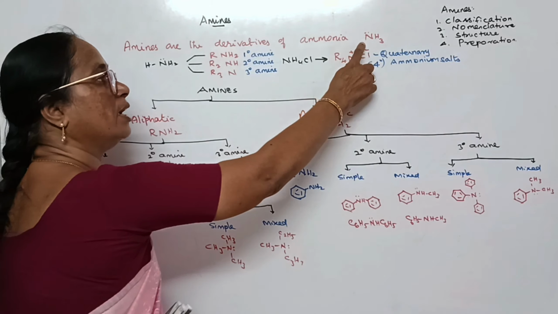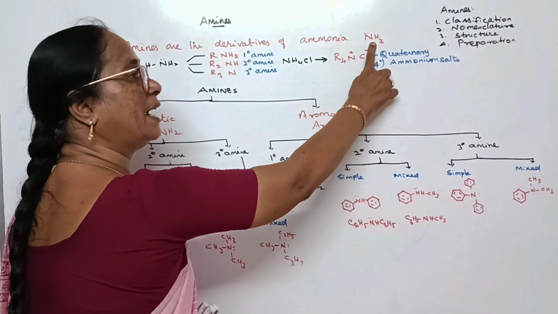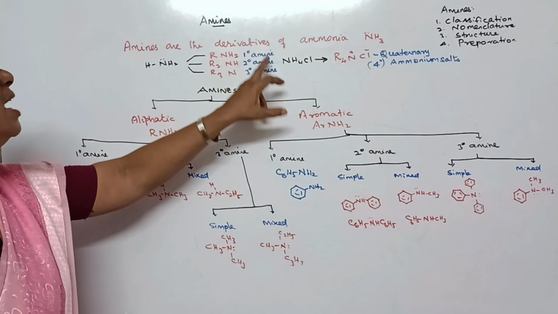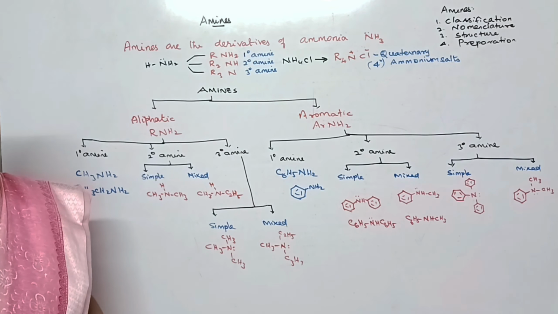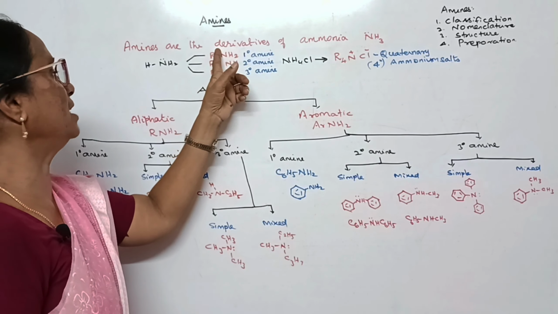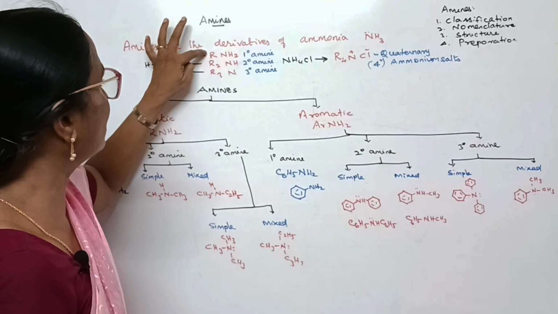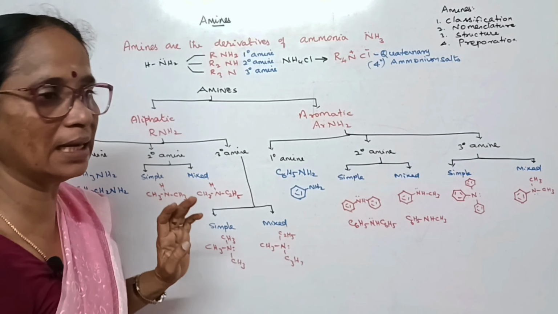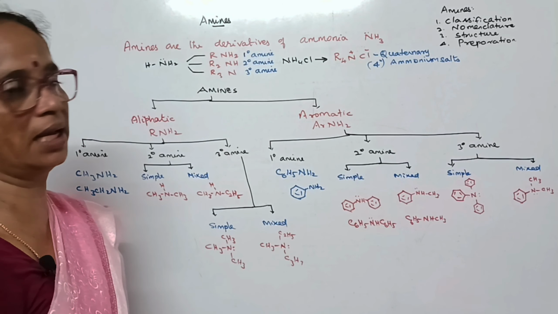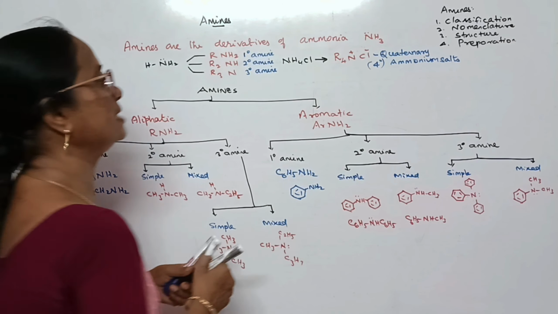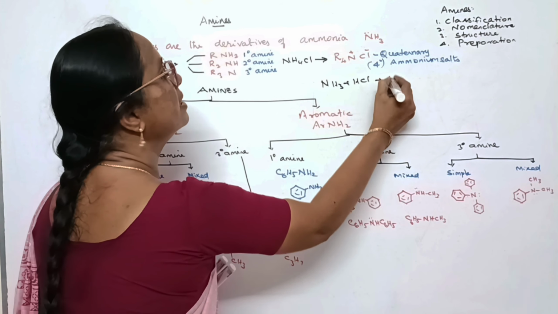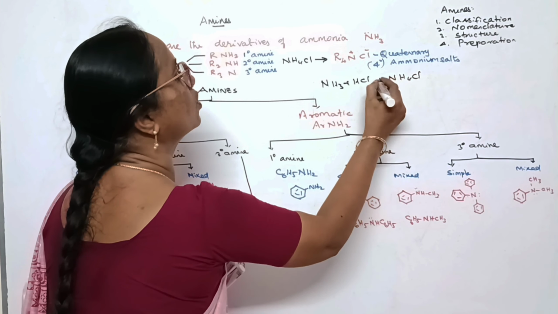So in ammonia, you can replace either one hydrogen or even all the hydrogens. That gives rise to primary amine, secondary amine and tertiary amine. So when the hydrogen atom of ammonia is replaced successively by either one alkyl, two alkyl or three alkyl groups, we get the classes of primary, secondary and tertiary amine. And this NH3 can also react with an acid like HCl. It forms the salt NH4Cl.